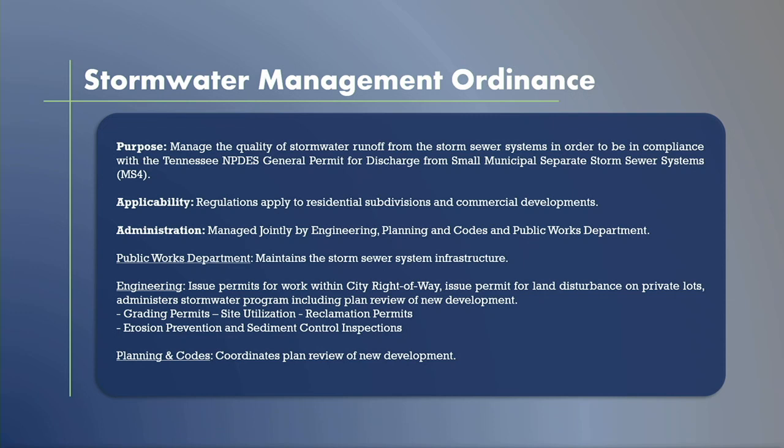Engineering is going to issue the permits for work in the right-of-way, issue permits for land disturbance. This is going to include grading permits, site utilization, erosion control, and then planning and codes is going to coordinate the plan review of the new developments.